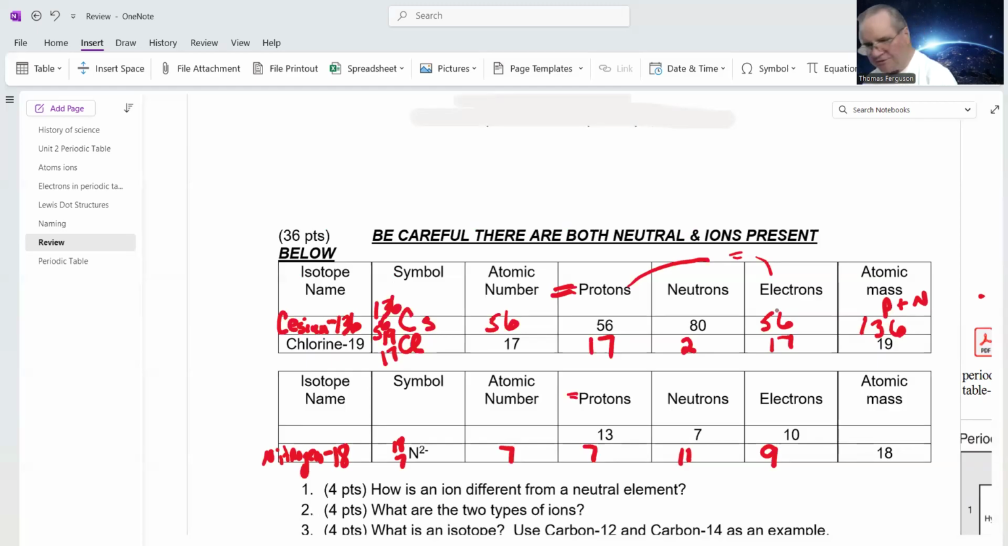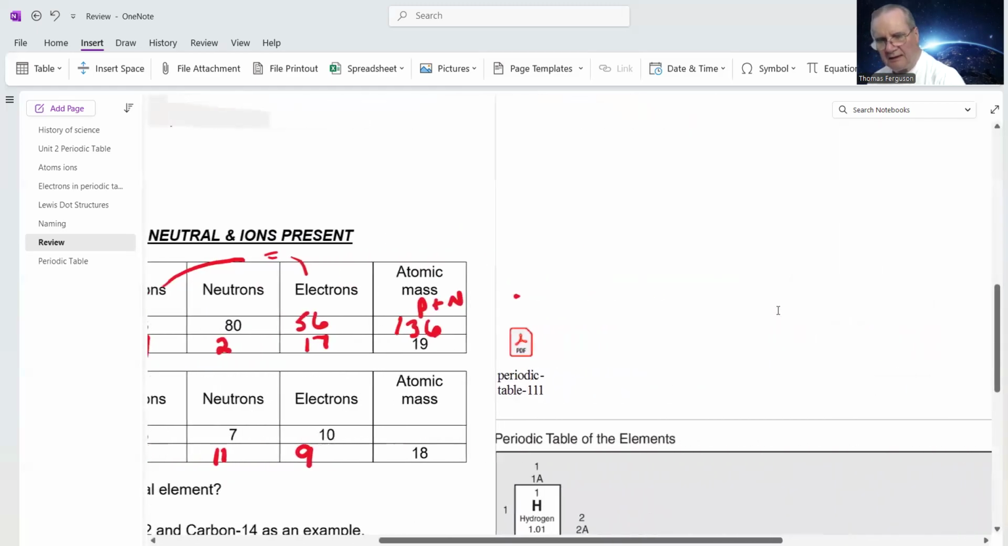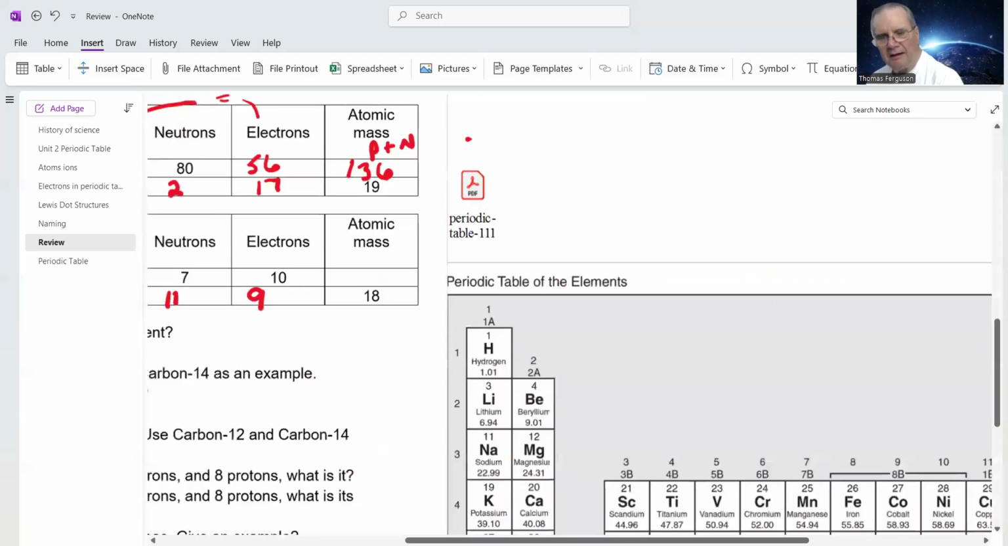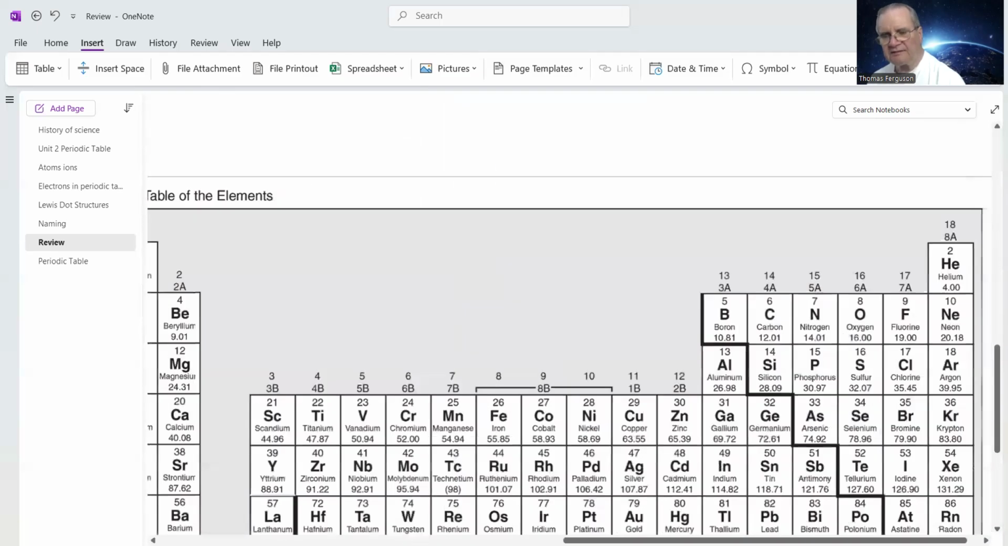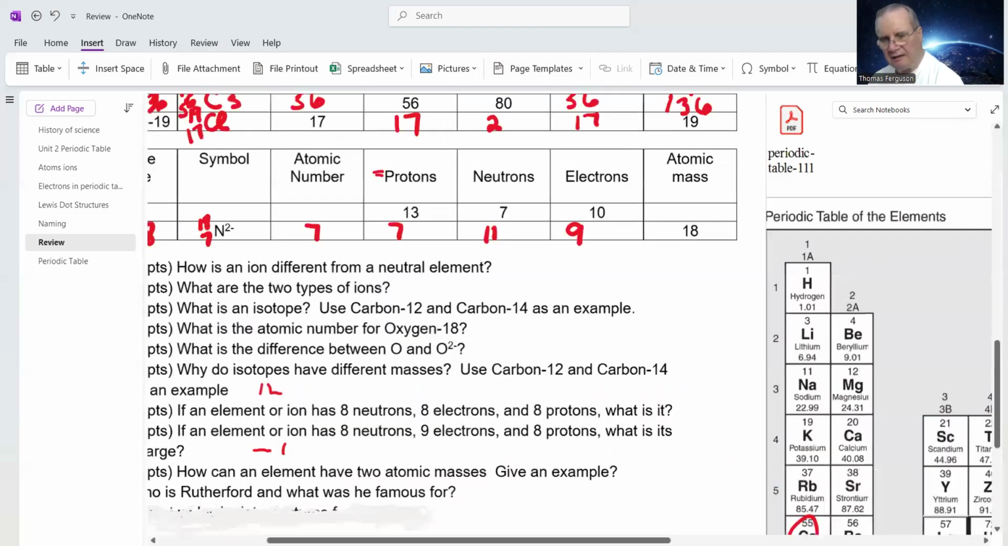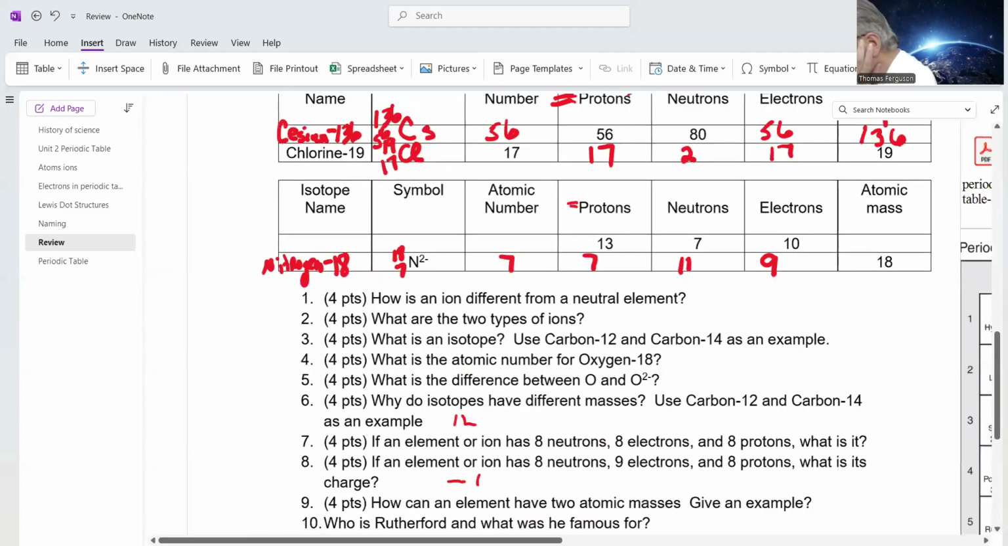Okay, 13 protons. 13 protons is going to be aluminum. And the atomic mass is going to be P plus N, so that's 20.